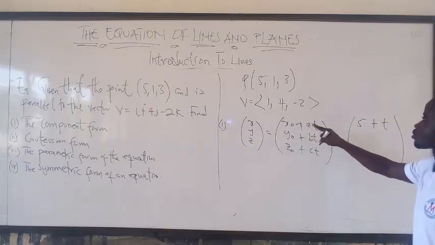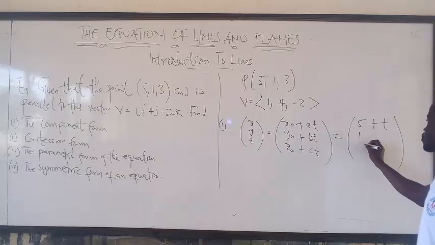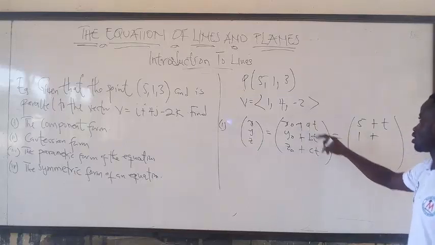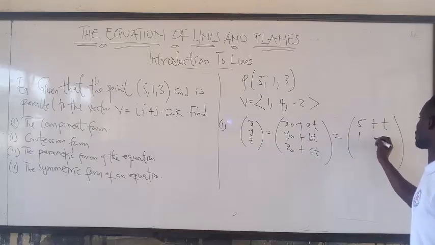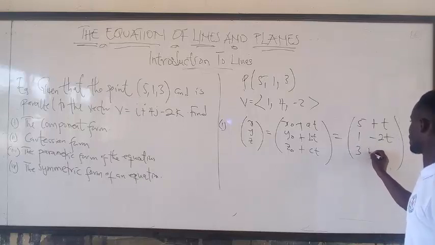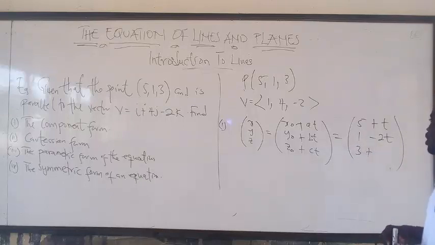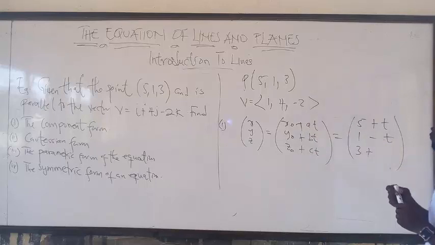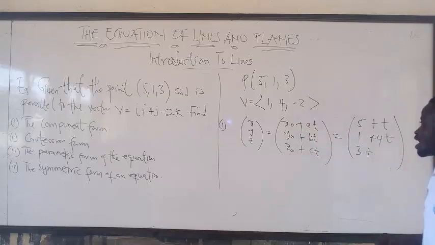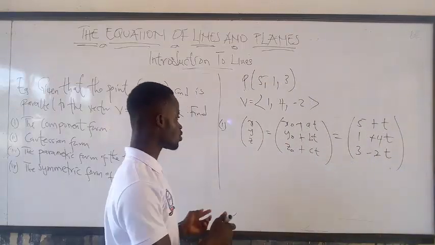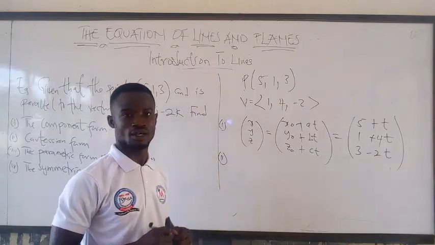The y naught is coming from the point, which is 1 plus bt. So the b is what? Negative 2. So that will be negative 2t. Then we have the z to be 3 plus, but we know our b here is 4. Alright? Then we know our c here is negative, so that will be negative 2t. Alright, so that will be the component form of the equation.